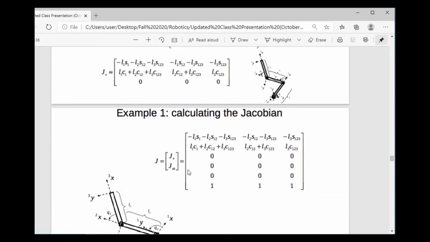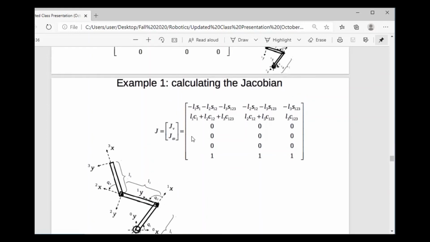We said we're ignoring J omegas here. All right. J omega is basically the twist, by how much you are actually rotating the end effector in the base frame. And it's not very intuitive and doesn't mean much.